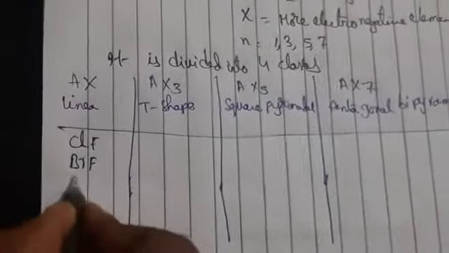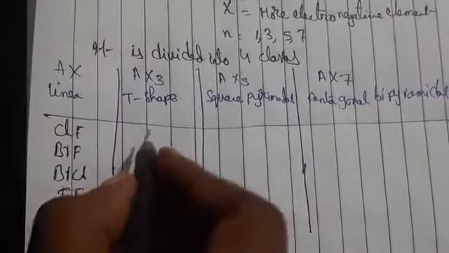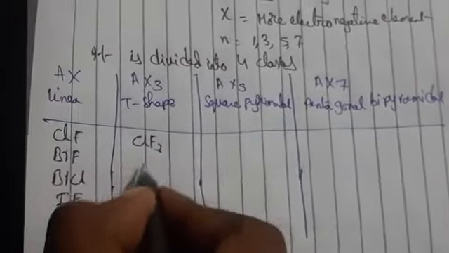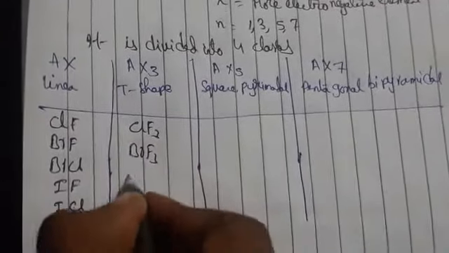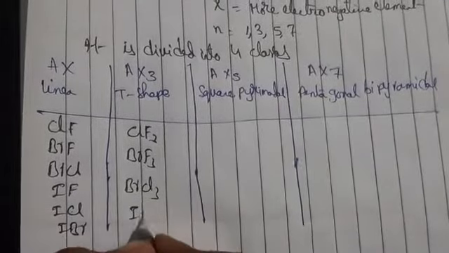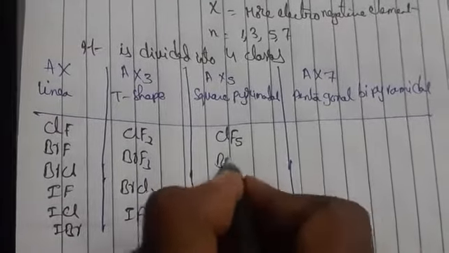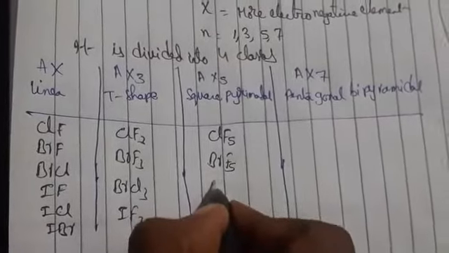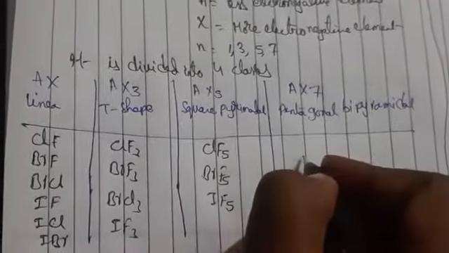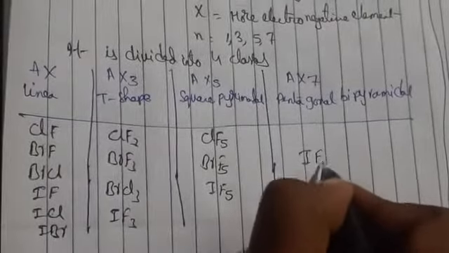For the first one, the examples are ClF, BrF, BrCl, IF, ICl, IBr. For AX3 we have ClF3, BrF3, BrCl3, IF3. For AX5 the examples are ClF5, BrF5 and IF5. And for AX7 we have IF7. So these are the 11 interhalogens.